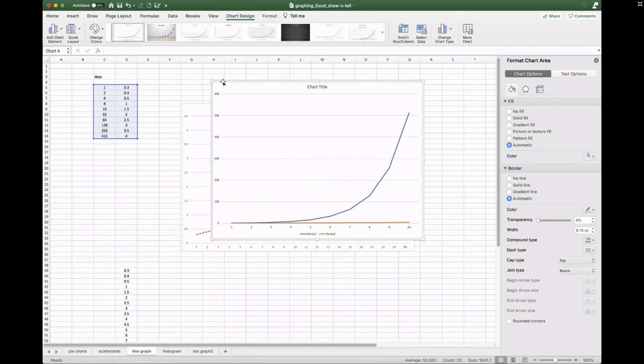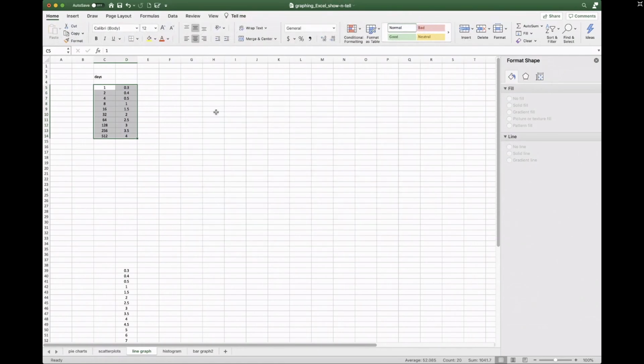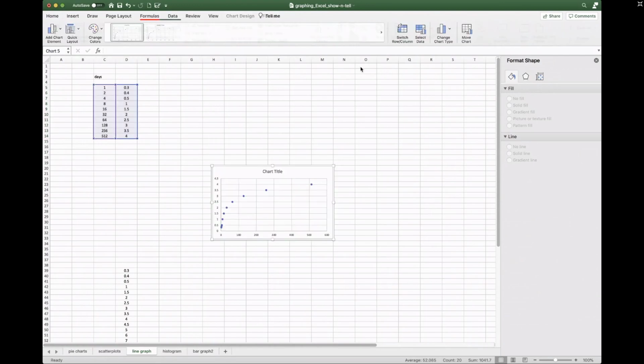So I'm not sure, here's a shortcut. If you get frustrated by making line graphs, just go back, make yourself a scatter plot.